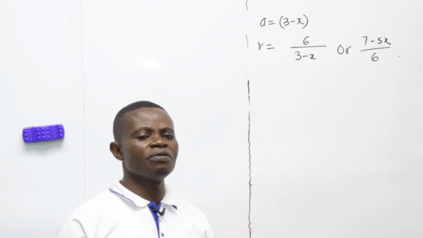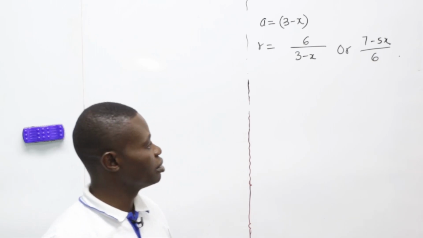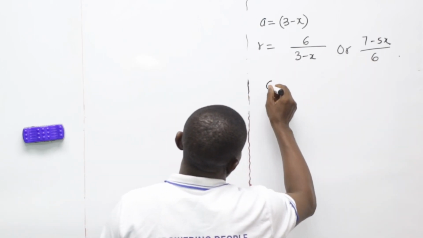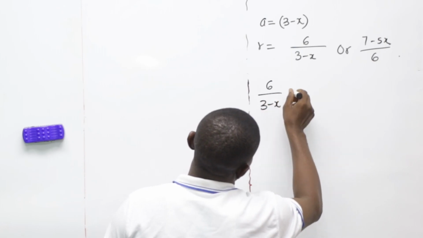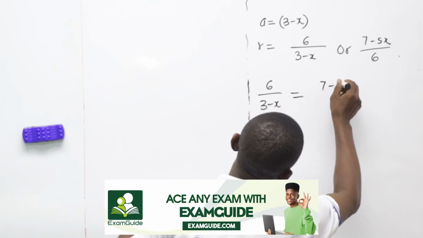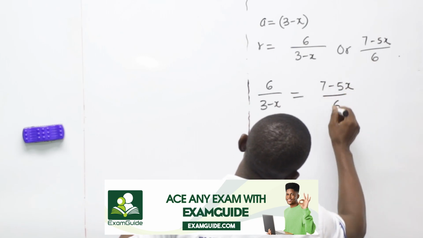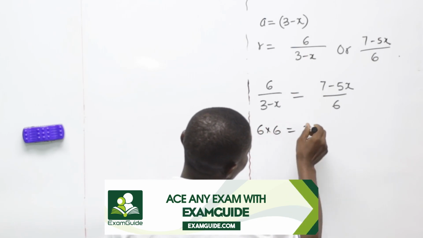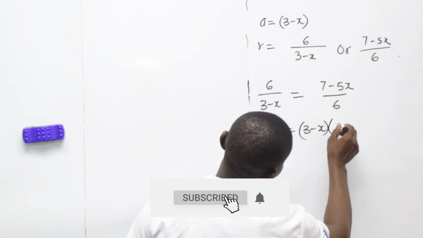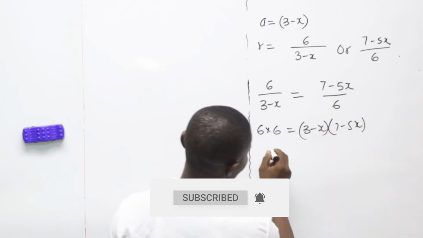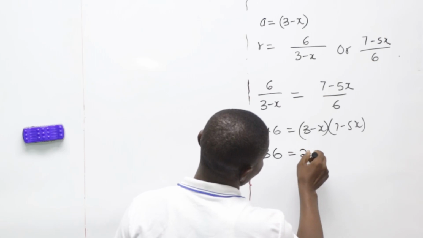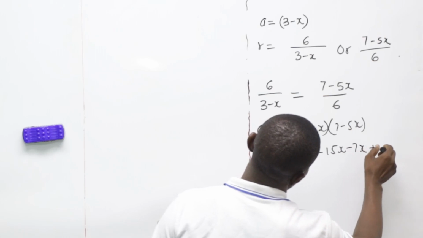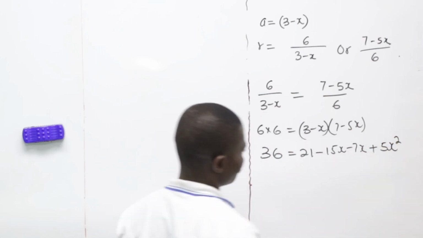It is believed you don't solve for two unknowns in maths. And of course, it's true. If r is this or this, it means that 6 all over 3 minus x is equal to 7 minus 5x all over 6. You just cross multiply by saying 6 times 6 equals 3 minus x into 7 minus 5x. 36 equals 21 minus 15x minus 7x plus 5x squared.